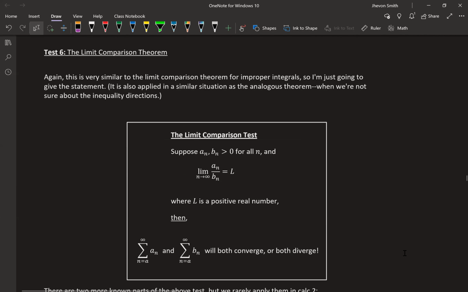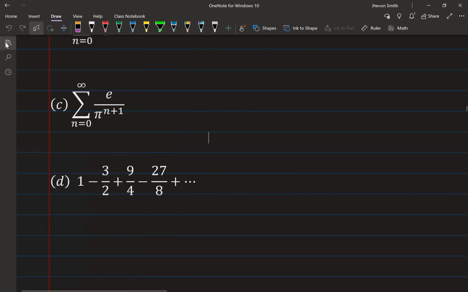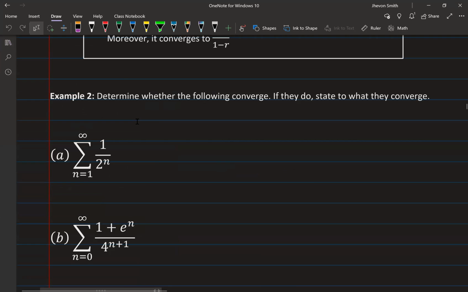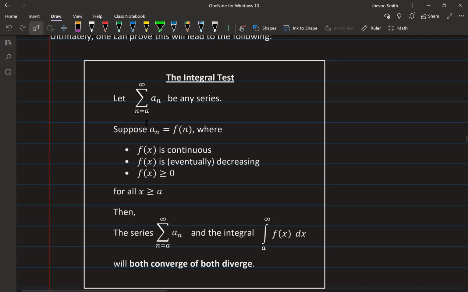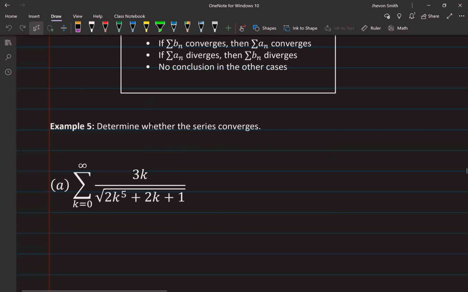In the same vein, we can talk about the limit comparison test. It's not called a theorem, we call it the limit comparison test. So let's actually do that. The limit comparison theorem reminds us of the limit comparison theorem that we have from the improper integrals. But here we're looking at series, so we tend to call it a test.